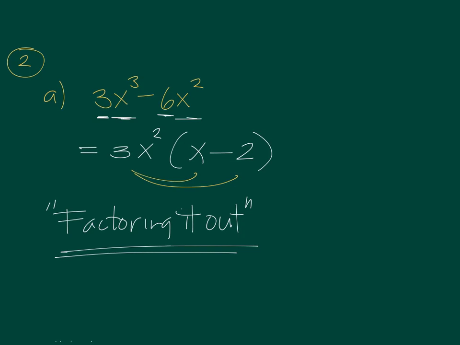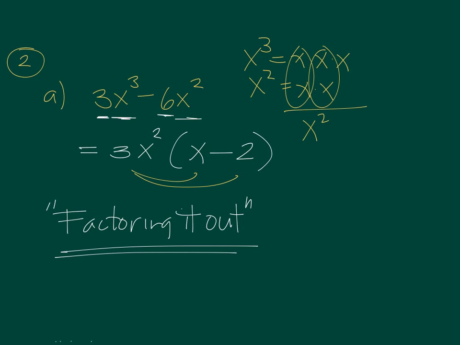Now note that when you factor out the expression 3x squared, you have to be sure that this is the highest common factor. You cannot just have 3x. Okay, it should be 3x squared, because the highest common for x cubed and x squared, because x cubed is x times x times x, and x squared is equal to x times x. So the highest common is x squared. That is x times x, x squared.